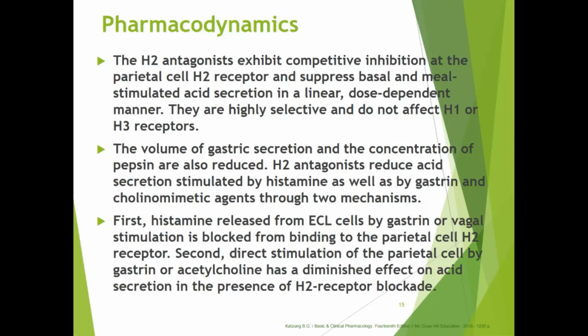H2 antagonists reduce acid secretion stimulated by histamine as well as by gastrin and cholinomimetic agents through two mechanisms. First, histamine released from the cells by gastrin and vagal stimulation is blocked from binding to the parietal cell H2 receptors. Second, direct stimulation of the parietal cells by gastrin or acetylcholine has a diminished effect on acid secretion in the presence of H2 receptor blockade.